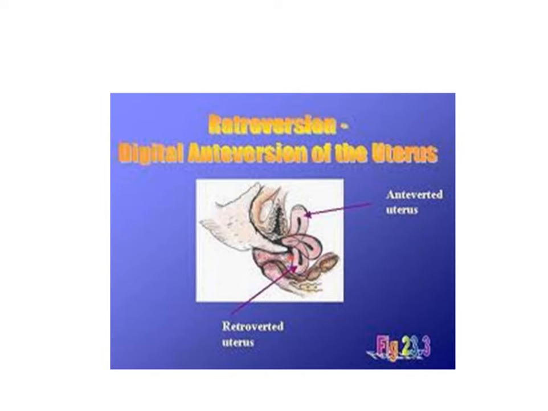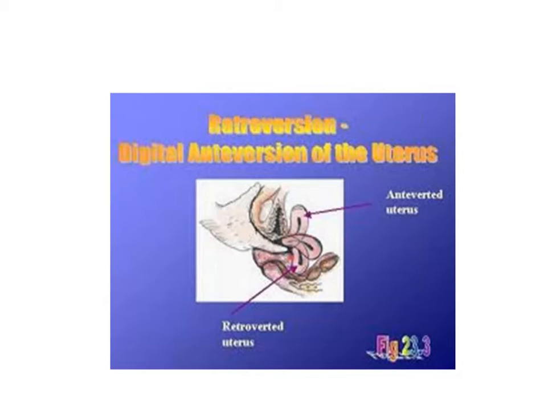Retroversion of the uterus. Another position of the uterus is the retroverted uterus. Now what is retroversion? The normal position of the uterus is anteversion. Anteversion and anteflexion is the normal position of the uterus. That means the uterus is bent forward. Now when the uterus goes backward, when it is bent backward, then we call it a retroverted uterus.